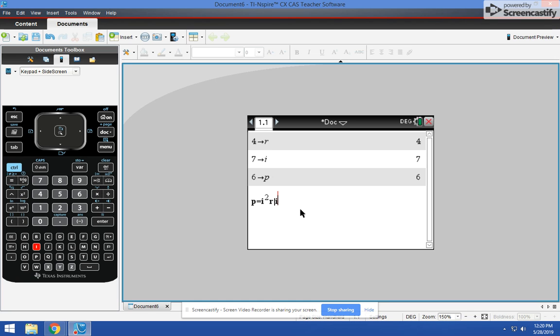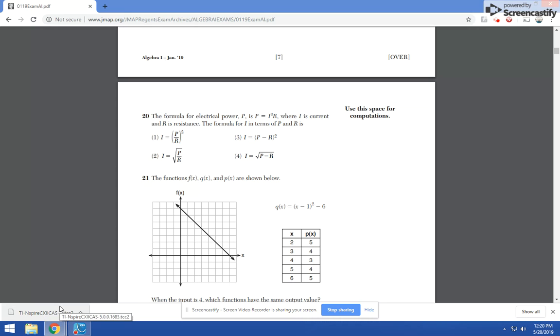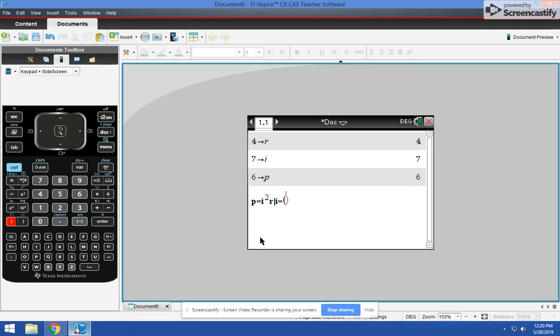So let's say, does I equal, and what's our first choice? P over R squared. So does I equal P over R squared? And it says no. Now, by the way, that fraction template, if you're not familiar, is just hitting Control Divide.